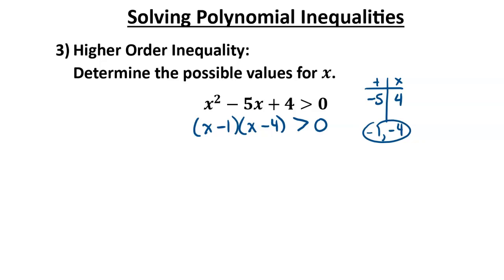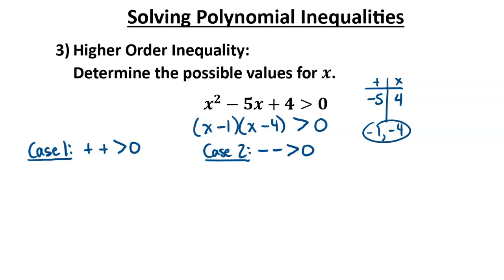Now here is where students start getting confused because they say, okay, that's all well and good, but what do you do with two factors? Well, let's consider a few cases. Case number 1 says that we could have a positive times a positive. That would be bigger than 0. Case number 2 says that I could have a negative times a negative, and that would be bigger than 0. But if I had a negative times a positive or a positive times a negative, that would not be bigger than 0.